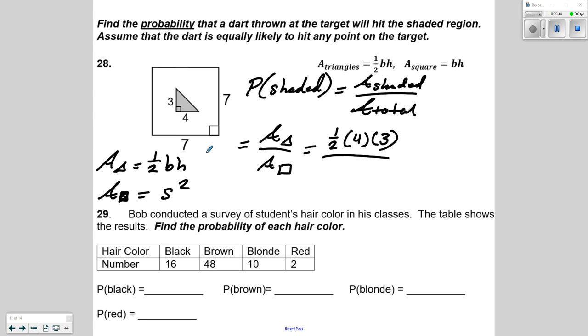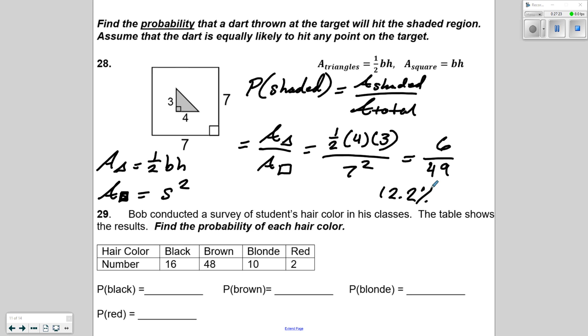And then the area of the square is just side length squared, so the side length is 7, so that's just 7 squared. All right, and if we compute this, that's 6 out of 49. Now that doesn't give us really any good context as to what our chances are of hitting the bullseye or hitting the target. So we could write this as a percent, so type in 6 divided by 49 in your calculator, multiply by 100, and we get 12.2%. So that's our likelihood of hitting the target there.